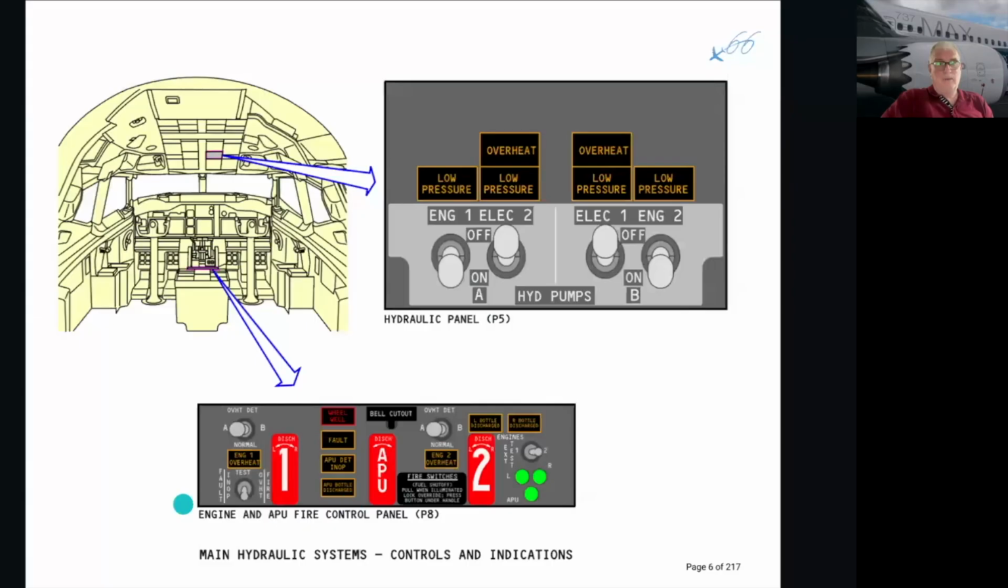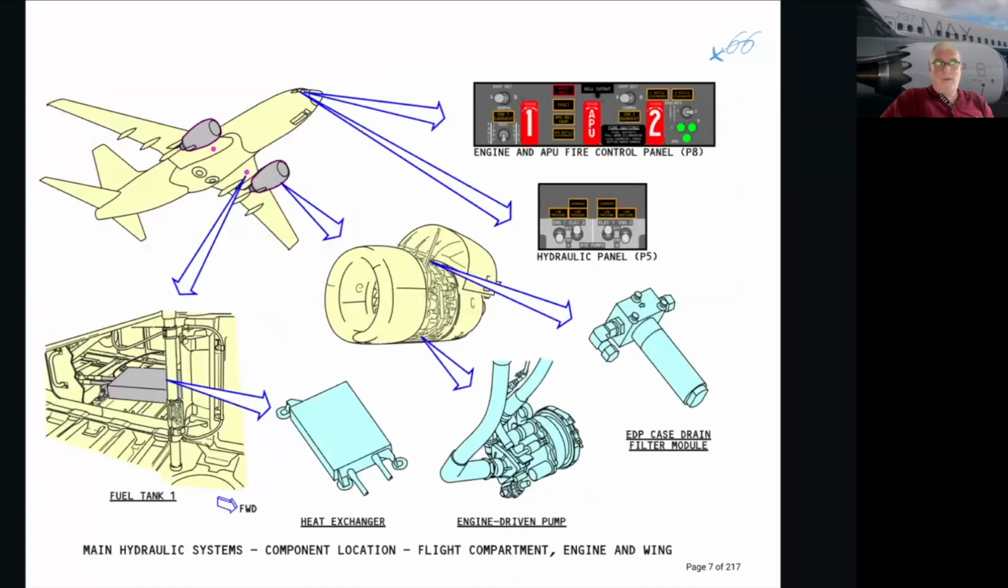And we said the engine fire APU fire control panel is responsible for when you pull the respective handle on the respective engine, then you will operate that engine fire shuttle valve and the hydraulics will be cut off from the engine. Okay, here are some more components and where they actually live.